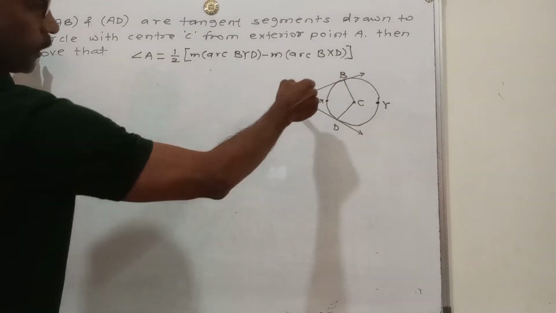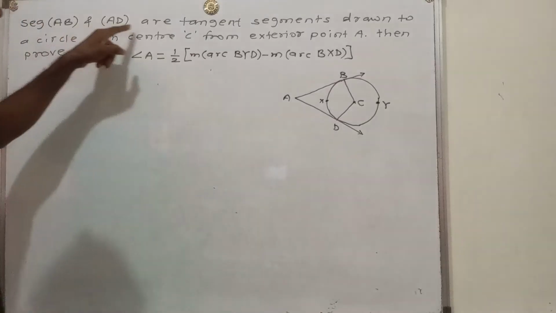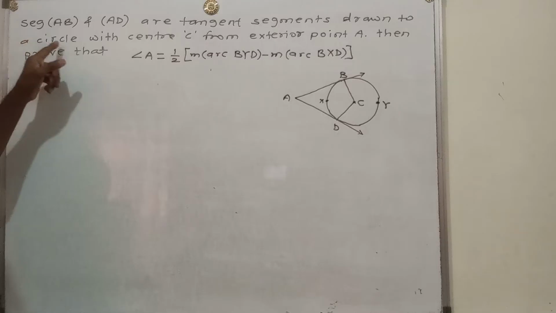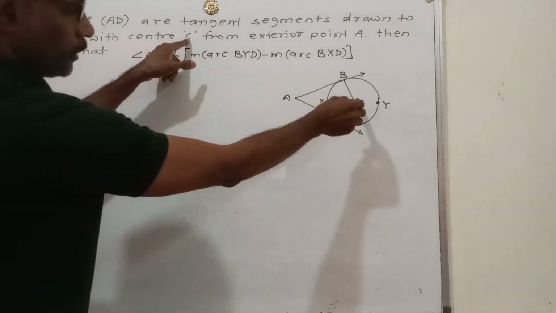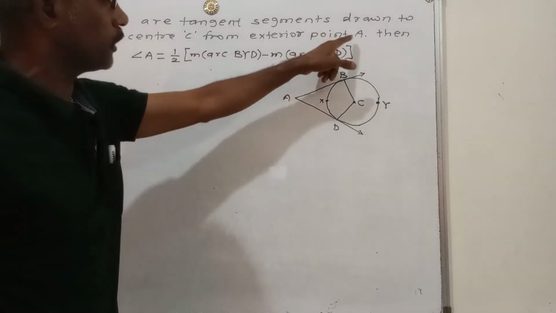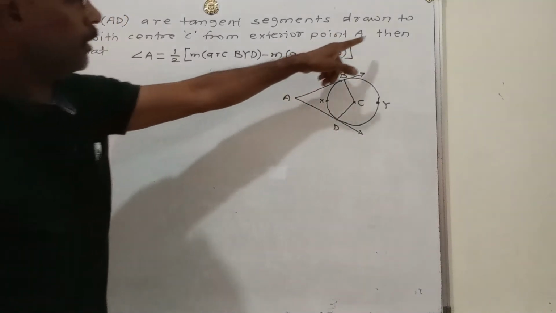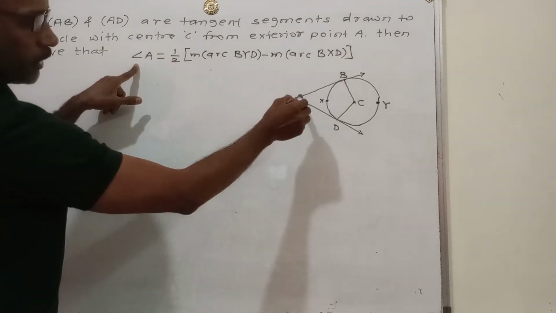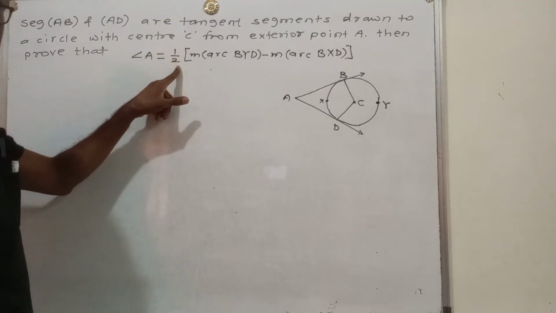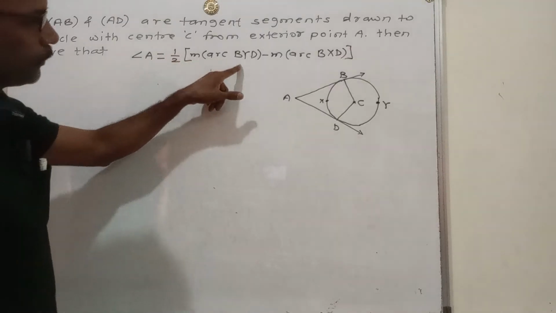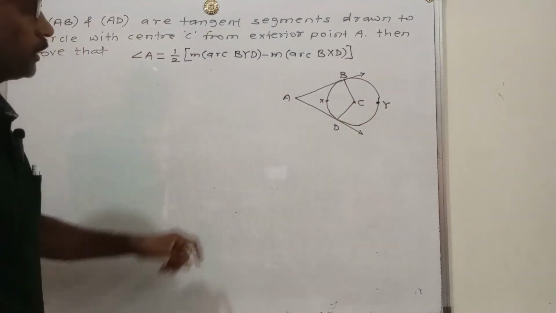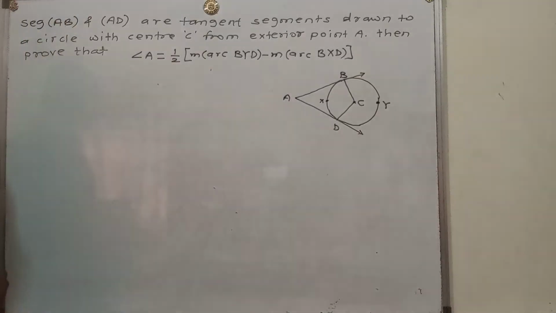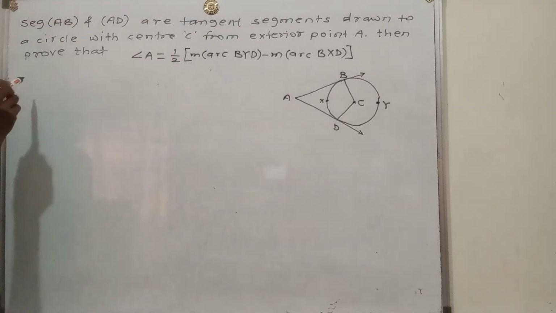Segment AB and segment AD are tangent segments drawn to a circle with center C from exterior point A. Then prove that angle A, meaning angle BAD, is equal to 1/2 [major arc BYD minus major arc BXD]. Okay, now this is our to prove.